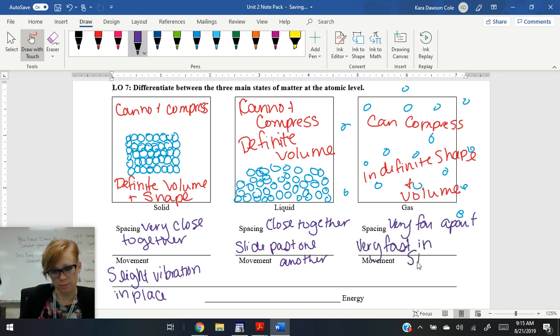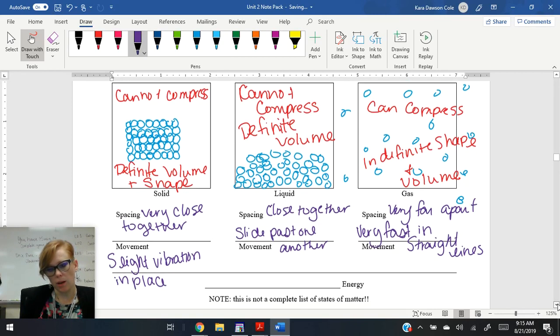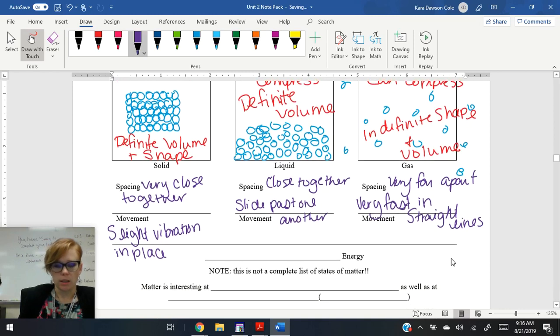Now we can talk about energy here. We can talk about what is the energy of these, and we can talk about kinetic energy. So going this way, I am increasing my energy.